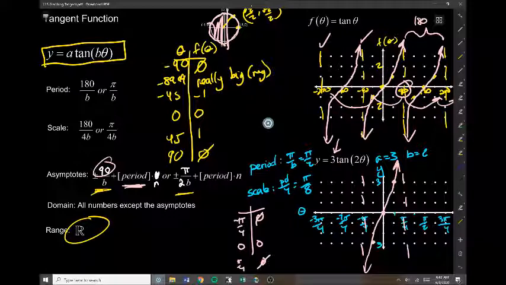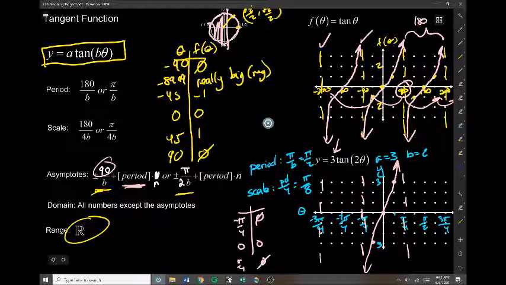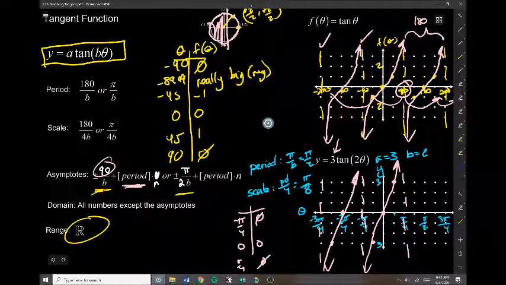Then I count 4 more to the left, so I was here for an asymptote. I go 1, 2, 3, 4. There'll be another cycle here. And 1, 2, 3, 4. Here's a tangent asymptote. So another cycle is here.